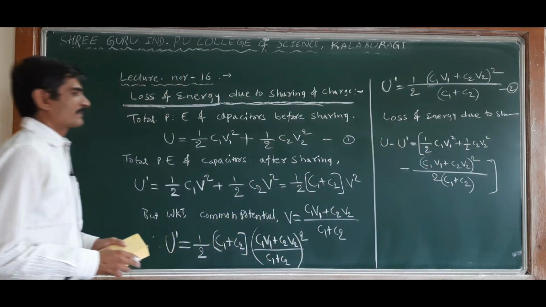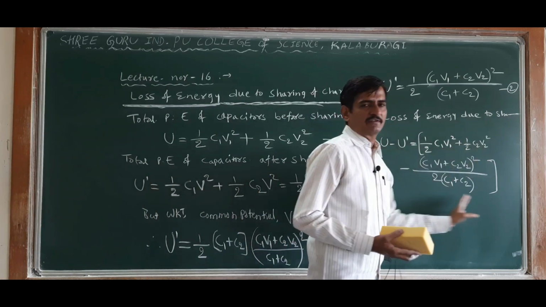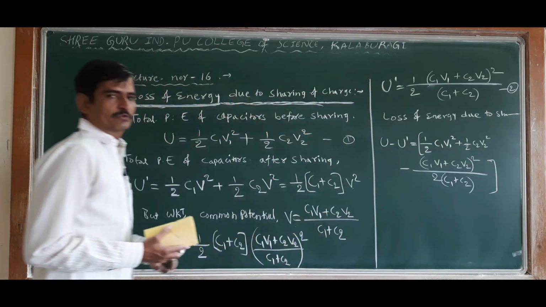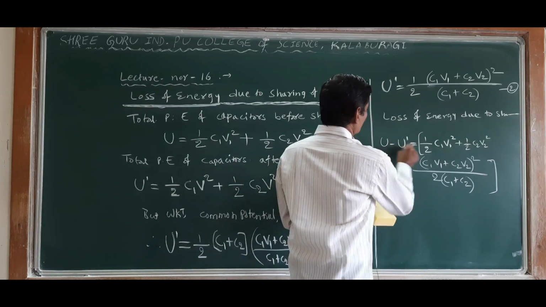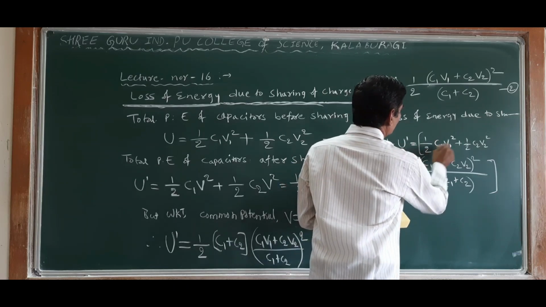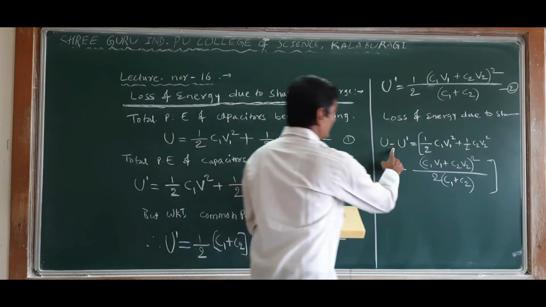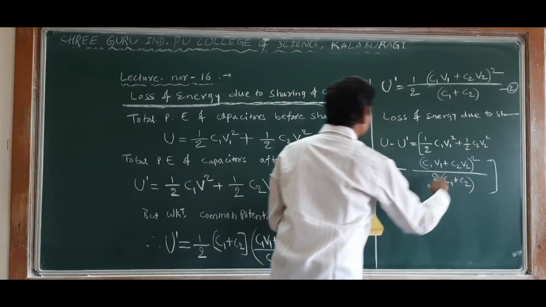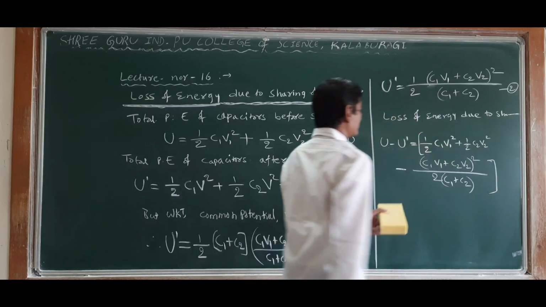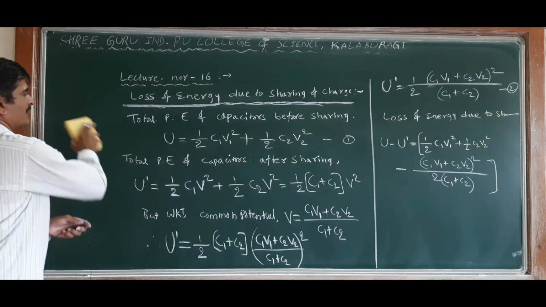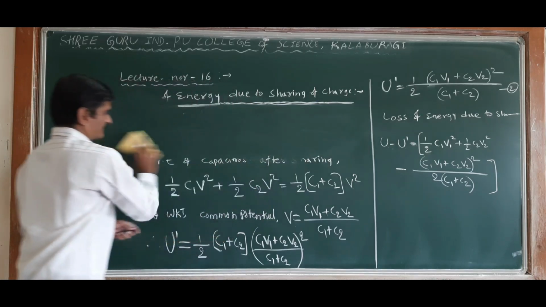So now open the bracket. From here onwards, it is completely mathematics. So just simplify the equation. I am just substituting U minus U dash. U is 1 by 2 C1 V1 square plus 1 by 2 C2 V2 square minus U dash. U dash is this one, it is (C1 V1 plus C2 V2) whole square divided by 2 (C1 plus C2). So now open the bracket. So now I will remove this one. Okay.